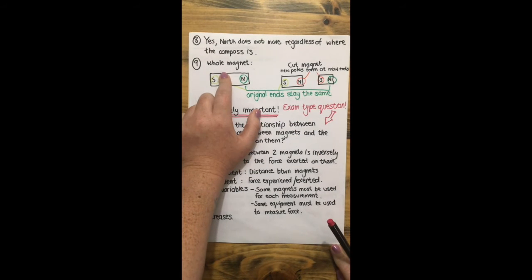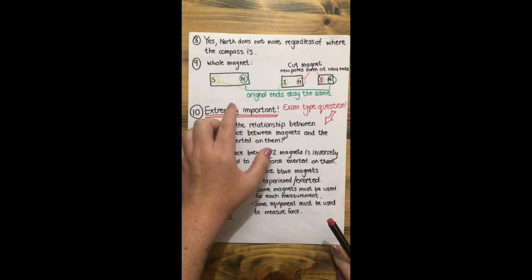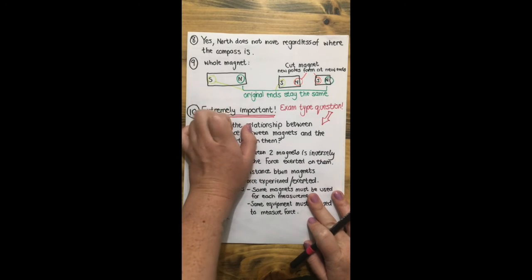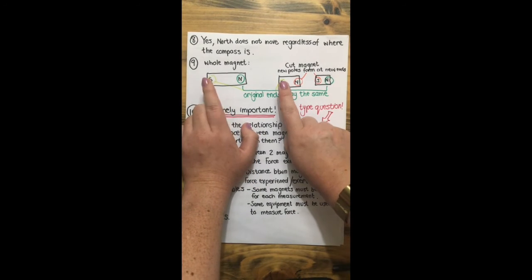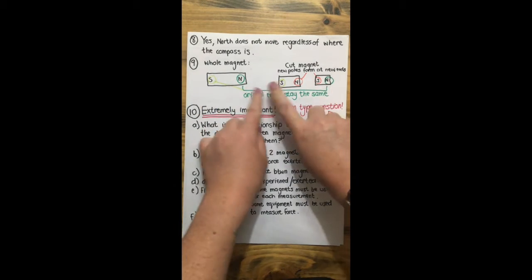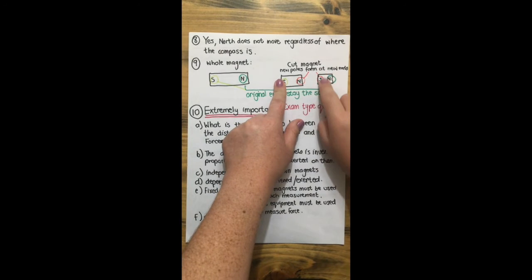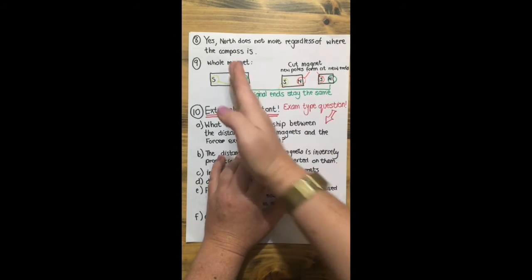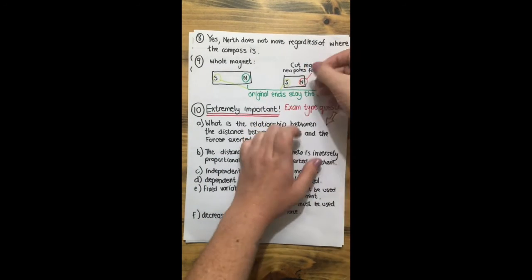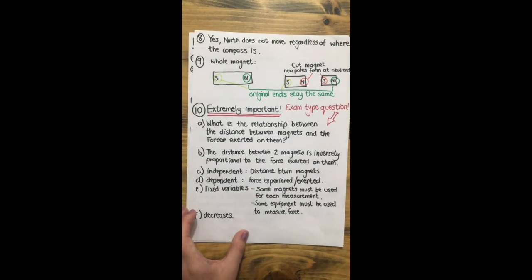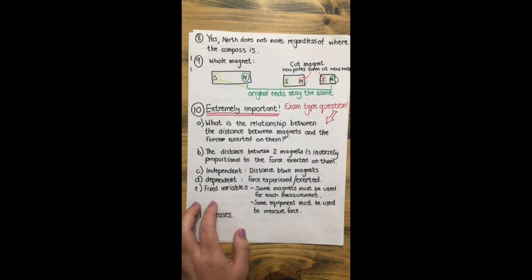Question 9 asks what happens when a magnet is cut in half. I didn't go through that in the theory. Your original end stays the same. The other original end stays the same, and as you chop it in half, a new north and a new south are made, because the domains inside this magnet are still pointing towards this end, which means there is a new north and a new magnetic field around there and a new magnetic field around there.